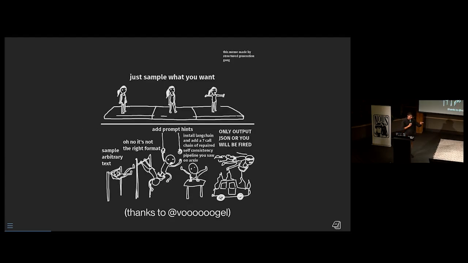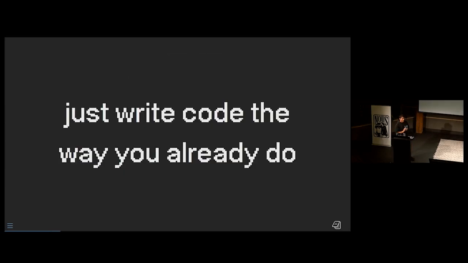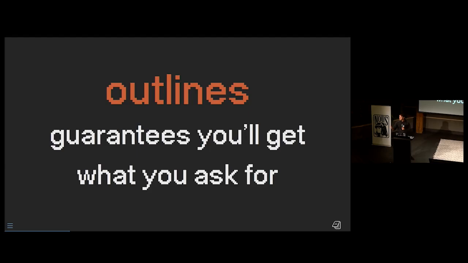So Theo over here has this wonderful meme about all the crap that people do to try to get their model to output JSON. They say, please, please make it JSON, and then they try to parse it, and there's like a missing parenthesis or whatever, and then you can do stuff like, only output JSON or you will be fired, or like, please, my grandmother will die, I really need just triples, right? And you don't have to do any of this crap, right? So what you can do is you can just write code the way that you already do, and Outlines will guarantee that you'll get what you asked for.